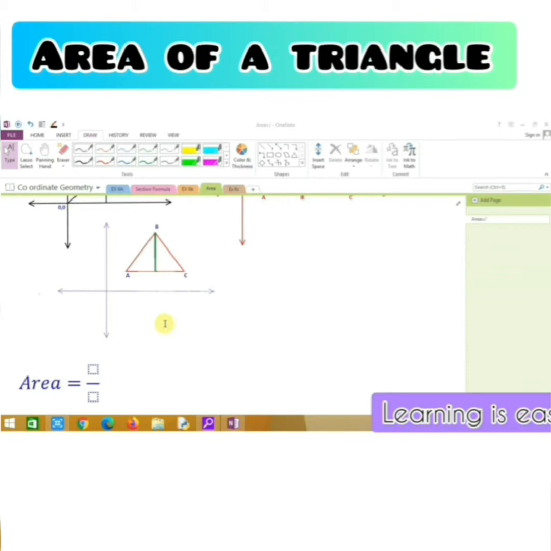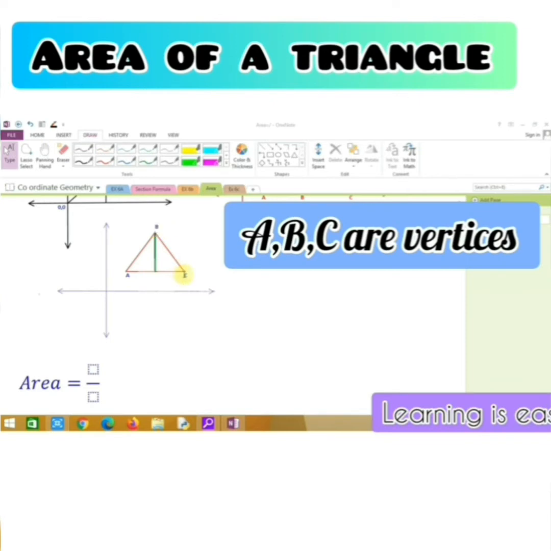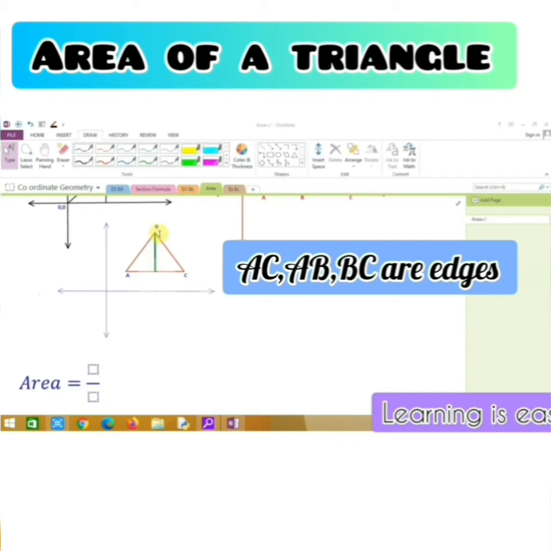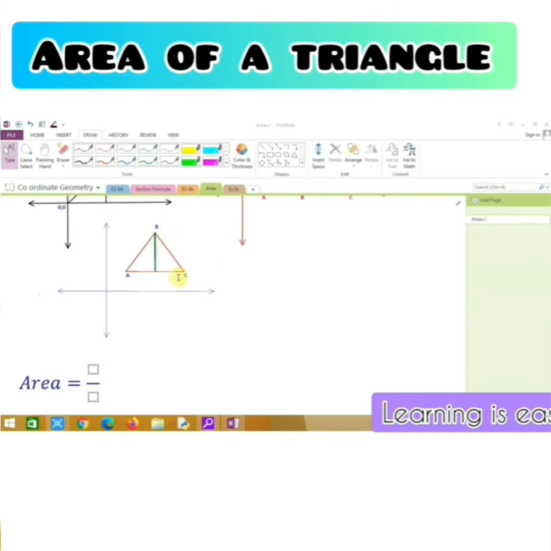Hello viewers, today we will look into the area of a triangle. A, B, C are the three vertices of a triangle. A triangle is a polygon with three sides, and AC, AB and BC are the edges of a triangle on a plane.